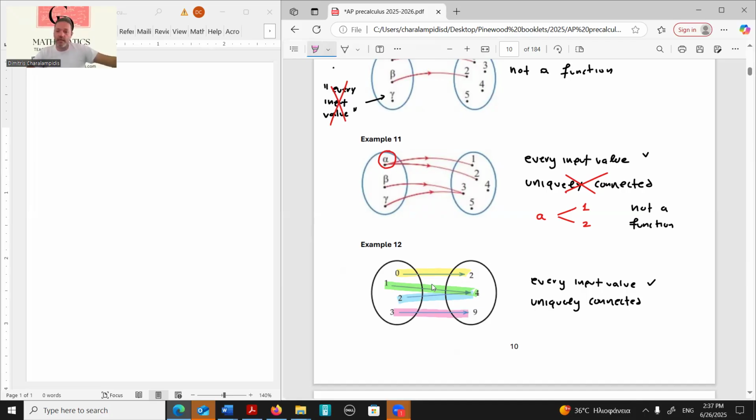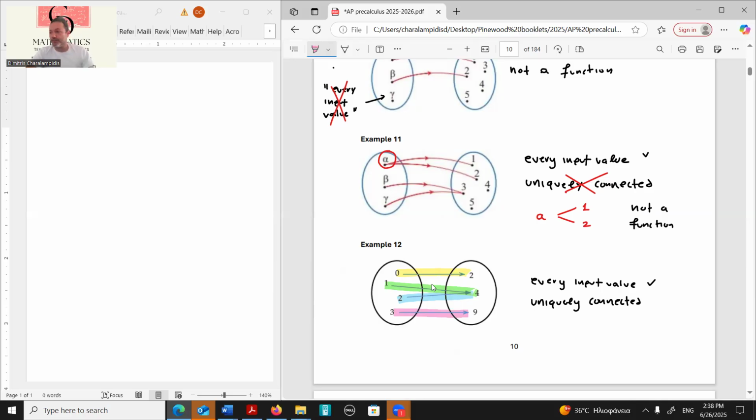Hold on, some might say. 1 and 2 are both connected to number 4. How can this be a function? Remember what I said earlier. Definitions are strict. Do we have every input value being involved? Yes. Is every input value uniquely connected to an output? Yes. Were we told that what we see in example 12 cannot happen? Were we ever told in the definition I gave you earlier that different input values should be addressed to different output values? No, there was never such a thing in the function's definition. So there shouldn't be a problem here as well.